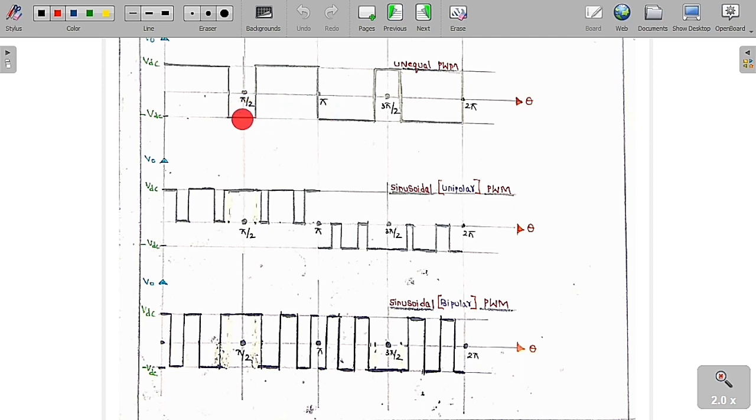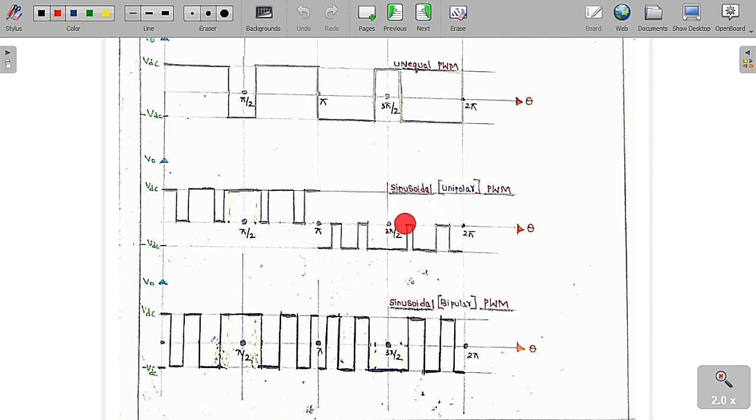If unequal pulse width is present in a given half of the cycle, if the pulses are of different nature, then we call this the unequal pulse width modulation. So by using the unequal pulse width modulation, we are going to get pulses of different width or different length. That is the nature of this unequal pulse width modulation, and this is the output voltage of the single phase full bridge inverter by using this unequal pulse width modulation.